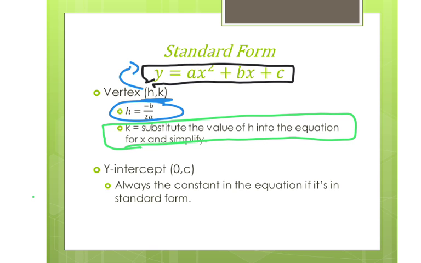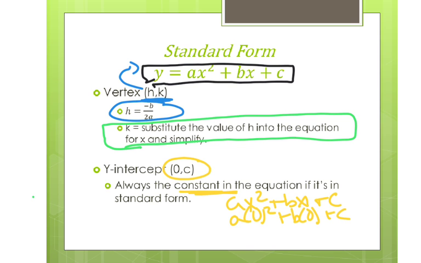Okay, and then we're also going to find our y-intercept. So our y-intercept is always going to look like this, 0, and then our c, which is our constant value. Notice it says it's always going to end up being the constant in the equation. And that's going to be true because if you had this form ax squared plus bx plus c, if all these x's ended up being 0, notice the only thing that's left is this number at the end, which is c.